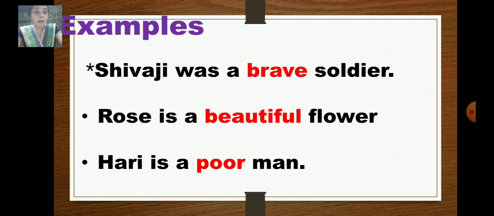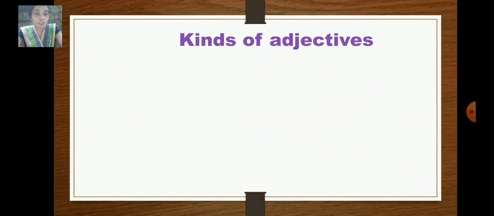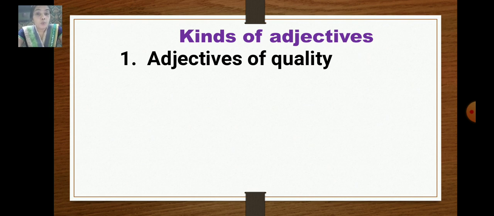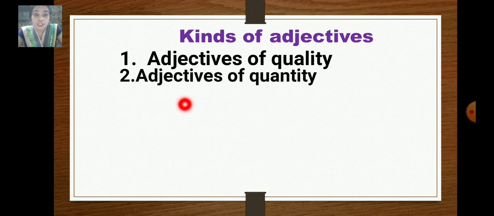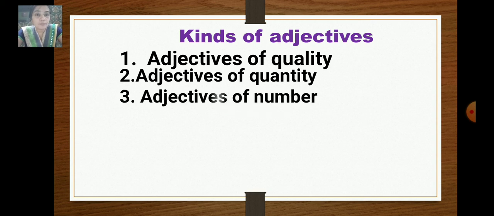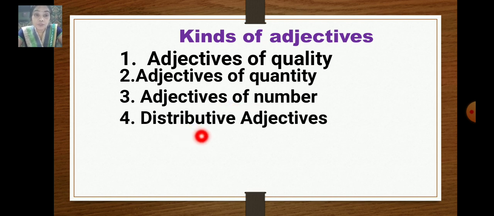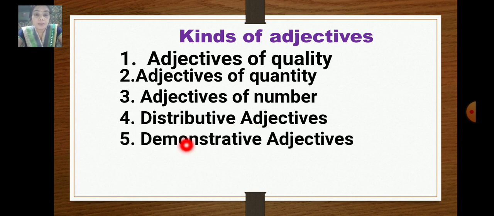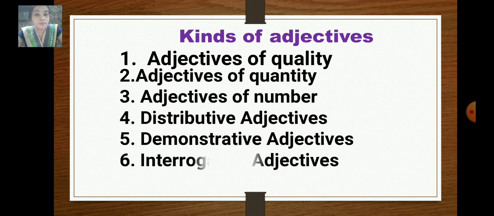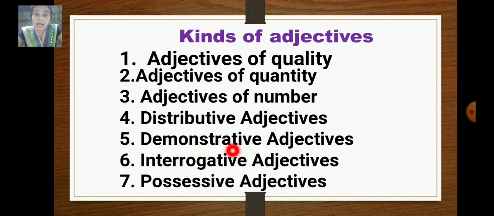Now let's learn about the kinds of adjectives. We have many kinds of adjectives. Let us see what they are. Number one is adjectives of quality. Adjectives of quantity. Adjectives of number. Distributive adjectives, demonstrative adjectives, interrogative adjectives, possessive adjectives. So we have 7 kinds of adjectives.